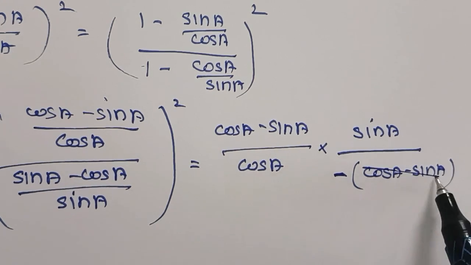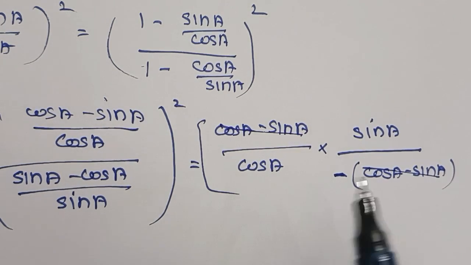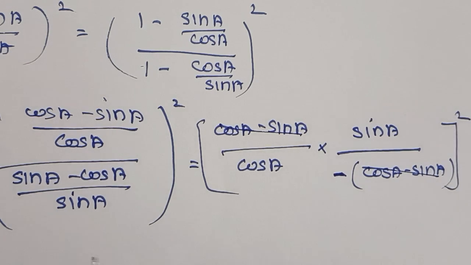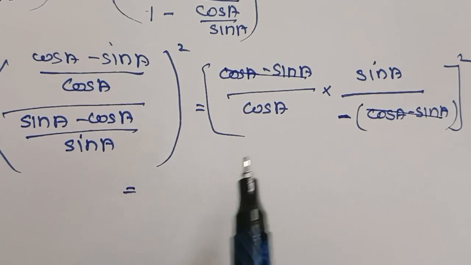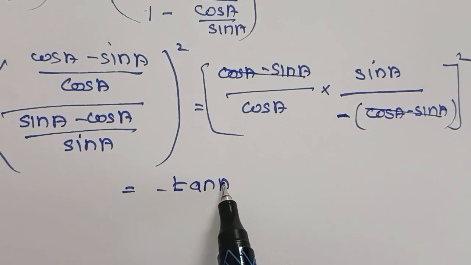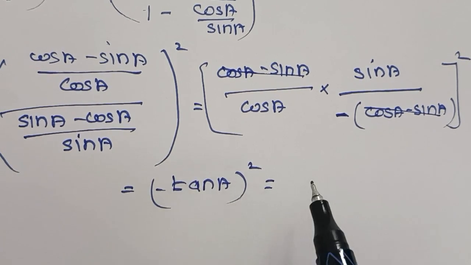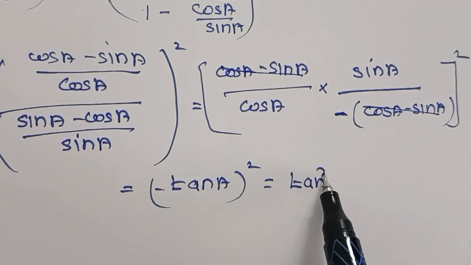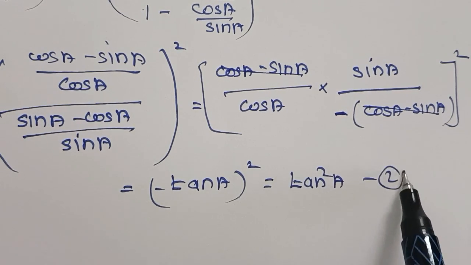Now this cos A minus sin A gets cancelled. The whole square is also there. That is equal to sin by cos. Sin by cos is tan A. So we can write minus tan A the whole square, which is the same as tan square A. Okay, this is equation number 2.